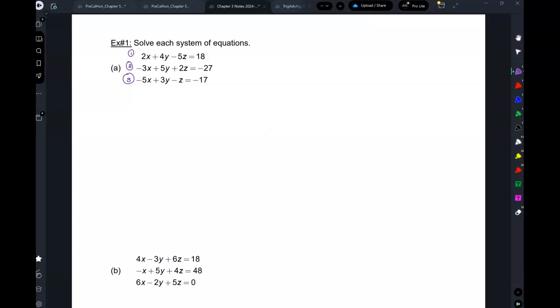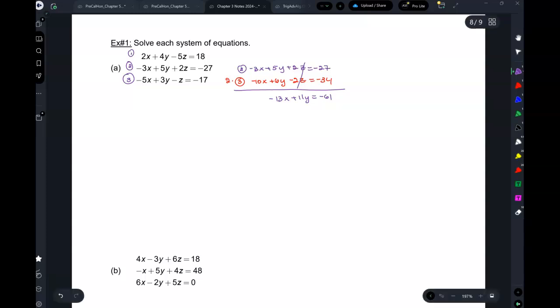So now you're going to use a pair of equations together to get rid of the z. I'm going to do 2 and 3. So equation 2 is negative 3x plus 5y plus 2z is equal to negative 27. Now look, what should I multiply equation 3 by to get rid of the z's? 2. So I'm going to say 2 times equation 3, and that's going to be negative 10x plus 6y minus 2z equals negative 34. Now, let's add. The z's go away, so I have negative 13x plus 11y equals negative 61.